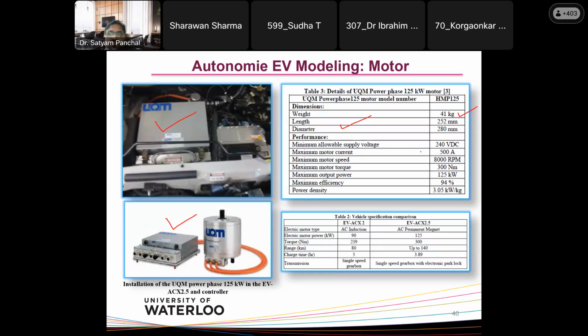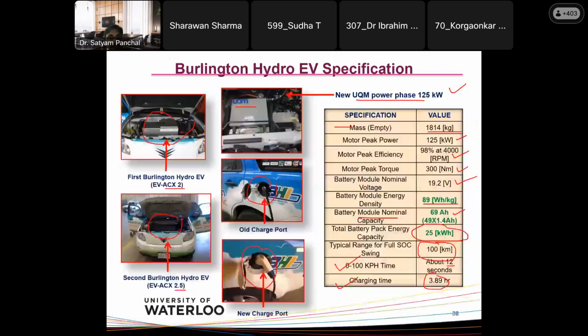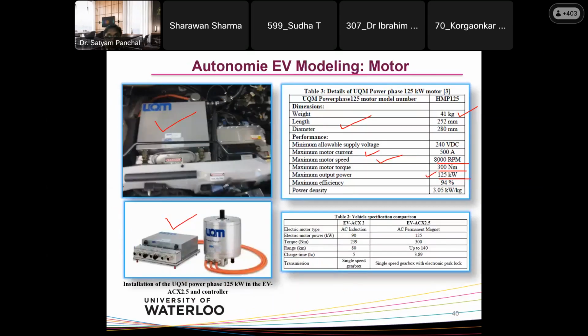Performance wise: 240 volt DC, 500 ampere, motor speed 8000 rpm, 300 newton meter torque. As I said earlier, maximum output power is 125 kilowatt because it has to match with the 125 kilowatt hour battery pack. So it has to match the output power with the battery.